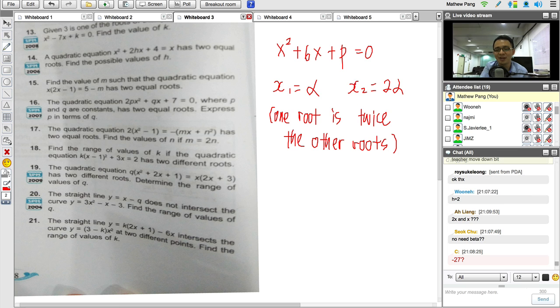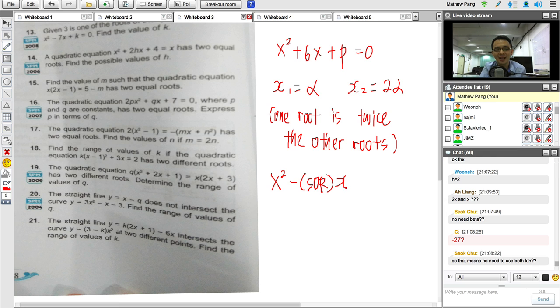Of course, if you love beta, you can use beta. It doesn't matter, it's just a letter. You can use A, B, C until Z, all the letters you love. But in this case, I just use alpha. What I know is the formula: x squared minus sum of roots x plus product of roots equals 0. In this case, you don't need to use alpha and beta, because they just said one root is twice the other root. So if this is 5, this one will be 10. If this is 2, this one will be 4. If this is 3, this one will be 6. This is the meaning of one root is twice the other root.